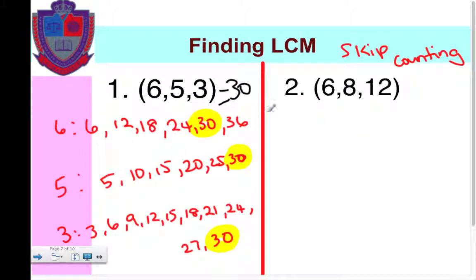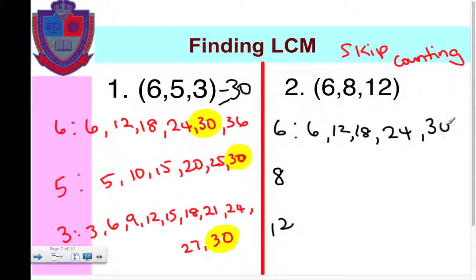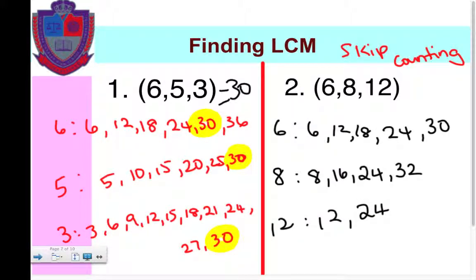Good. Let's try this last one over here. I have 6, 8, and 12. So again, start at 6, 12, 18, 24, 30. Let's go with 8. 8, 16, 24, 32, and 12, 24. Whoops, here you go. I see something. 24, 24, 24. Bam. So the LCM of this is 24.